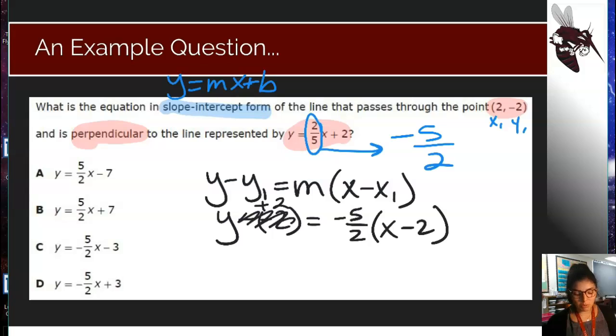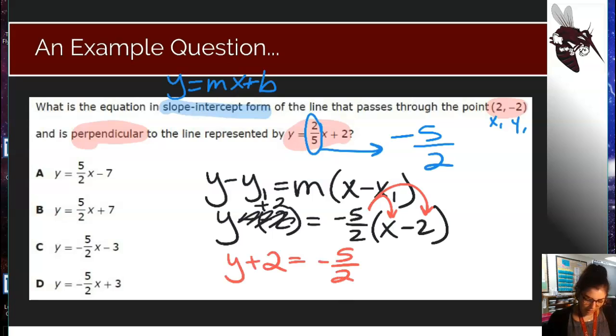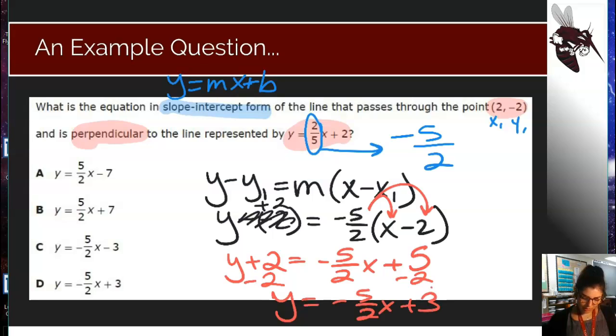None of our answer choices are written in point slope form though, so we do have to distribute and then rewrite the equation. So y plus 2 equal to negative 5/2 x. Negative times negative is a positive, and 5/2 times 2 is just 5. Subtract 2 from both sides. So we'd have y equal to negative 5/2 x plus 3, which is exactly one of our answer choices here.